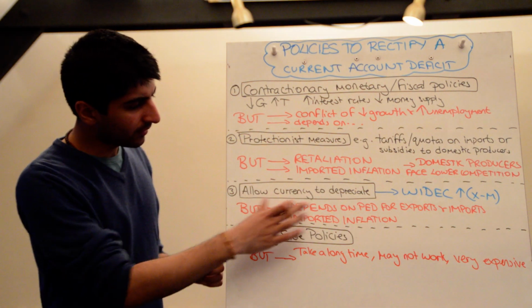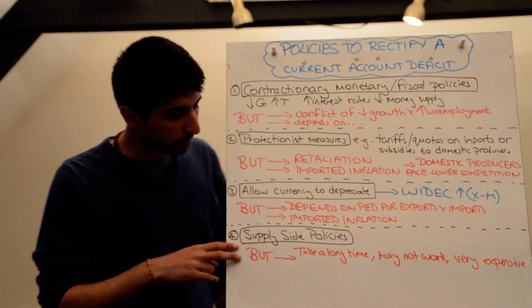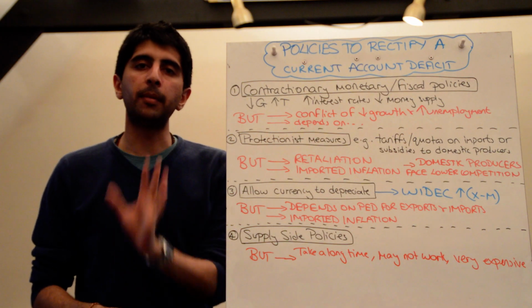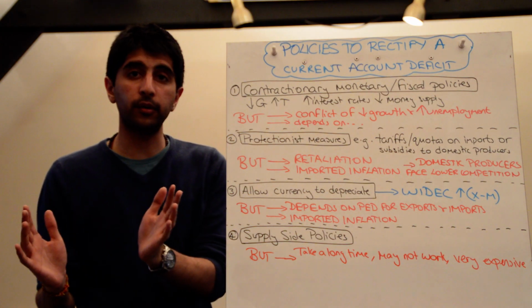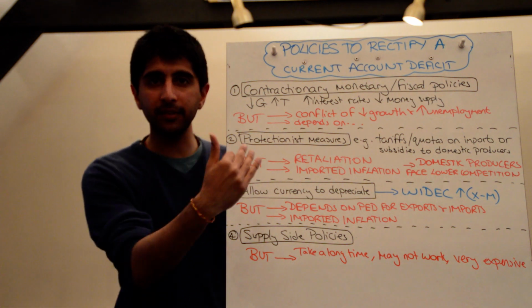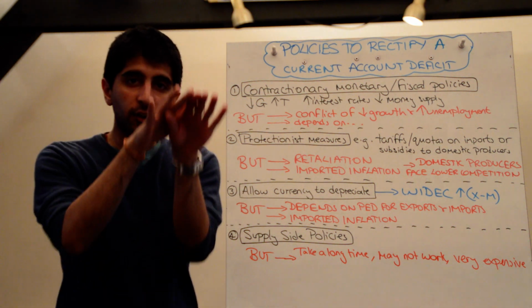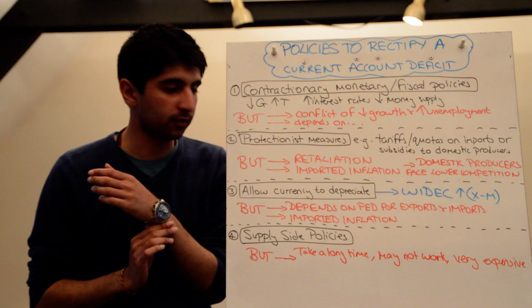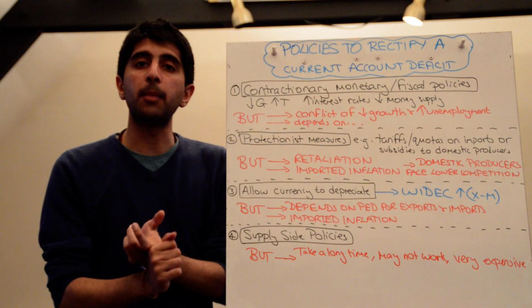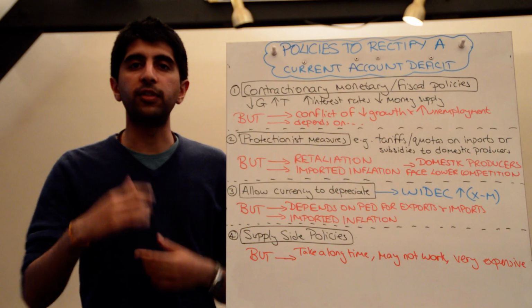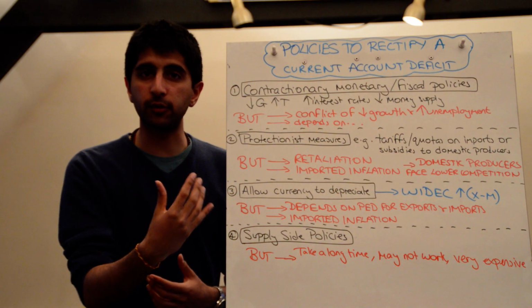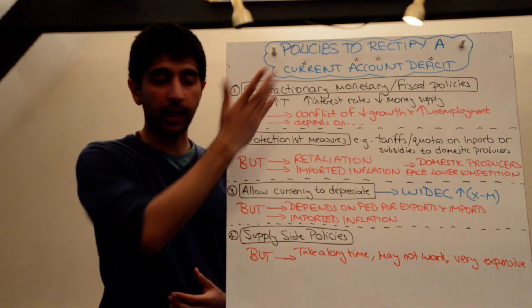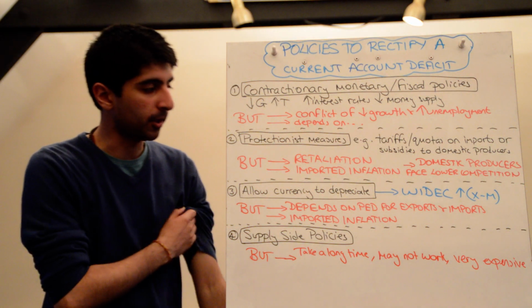So then, if that's a slightly dubious policy as well, maybe the best idea is to implement supply-side policies. Any supply-side policies which increase the productive capacity of the economy, thus putting downward pressure on prices, reducing cost-push inflationary pressures. And in doing so, exports may become more competitive, which then may increase the demand for exports, and then again reduce the current account deficit problems that a country might be experiencing.